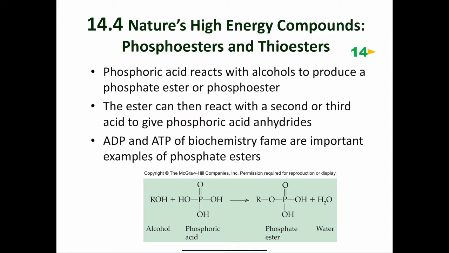An alcohol can react with phosphoric acid to produce a phosphate ester, or phosphoester, shown down here. The phosphate ester can then react with a second or third acid to give phosphoric acid anhydrides, which are seen in molecules like ADP and ATP. ADP and ATP, of biochemistry fame, are important examples of phosphate esters.